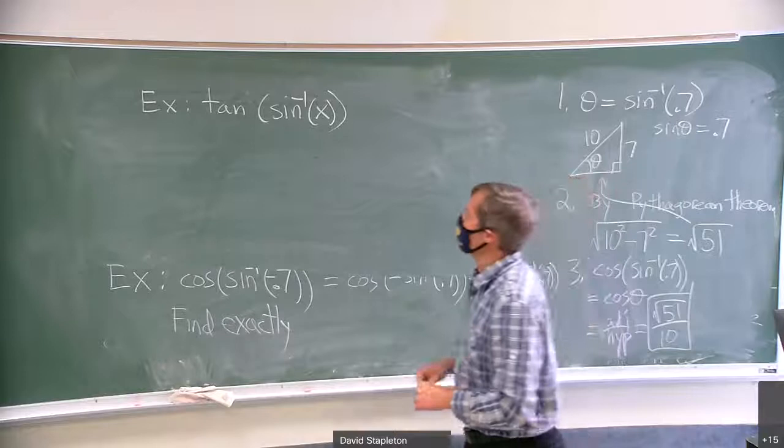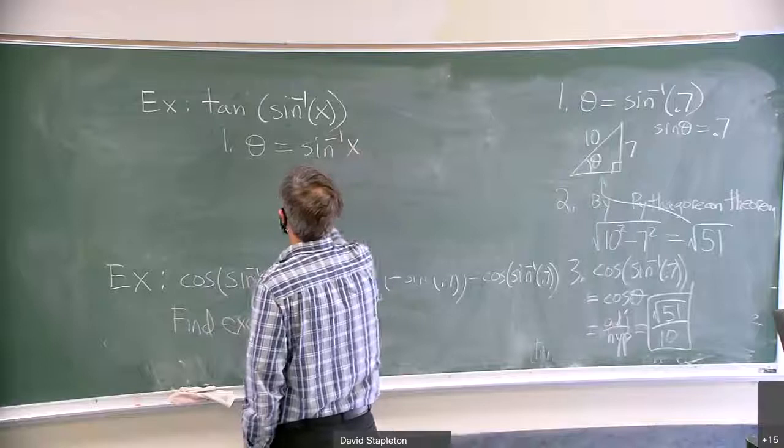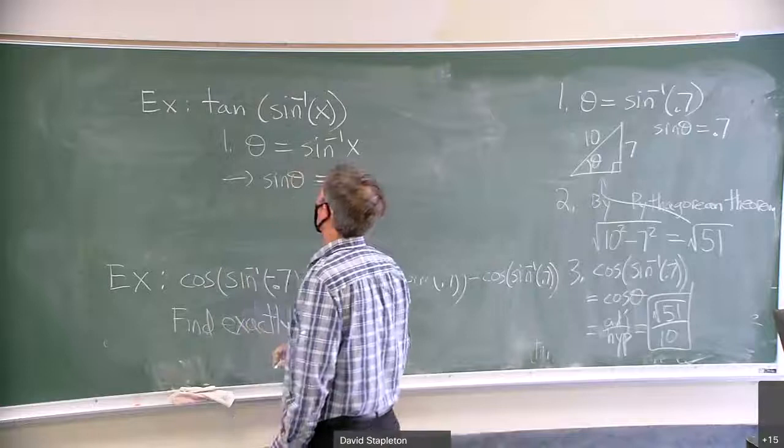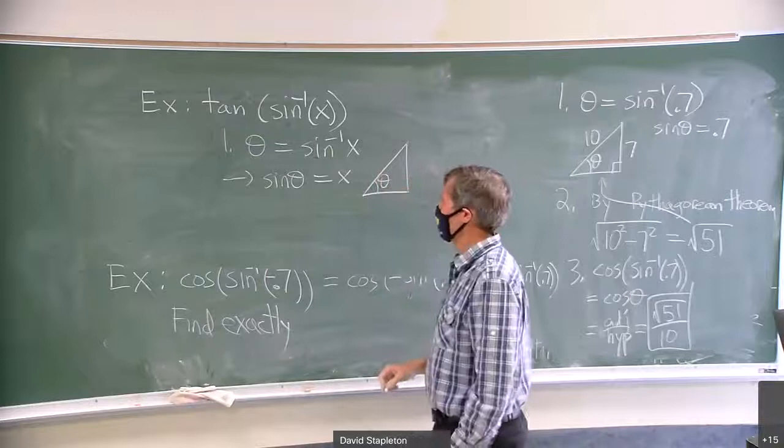I do the three steps again. I'll say one, let theta equal the arc sine, the inverse trig function I see. In a triangle, it means sine theta equals x. And I draw it this way, theta, and I use the same tricks as before. X can also be written as x over 1.